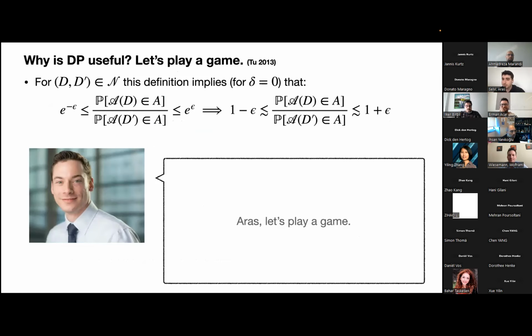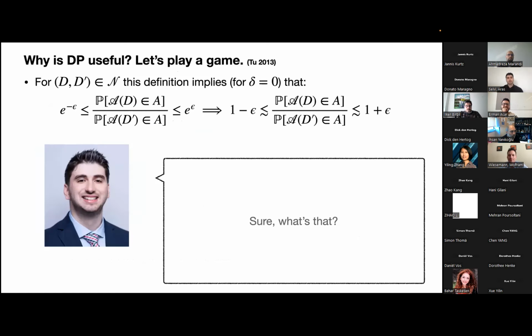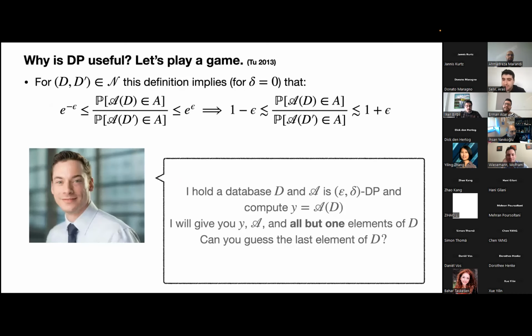So Wolfram tells me, okay, Aras, let's play a game. And I am happy. I don't know what's going to happen, but I say, yeah, what's going to happen? And then he says, okay, Aras, I hold a database D and a randomized algorithm A, which satisfies this differential privacy constraint, which I just showed you. And he says, I compute one sample of this A algorithm under D. For example, let's say this A is some differentially private version of the average salaries of robust optimization webinar people. So Wolfram gets one answer from this algorithm A and gives it to me.